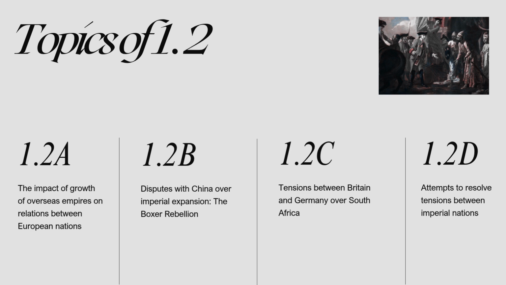Before we begin, there is one key term that I would like to inform you guys about, which is something that we'll see in 1.2c and 1.2d, which is the scorched earth. And basically, this was a battle tactic in which an army deliberately burns crops and property in an area to deny the enemy food and shelter.